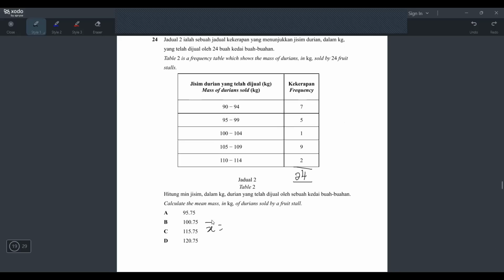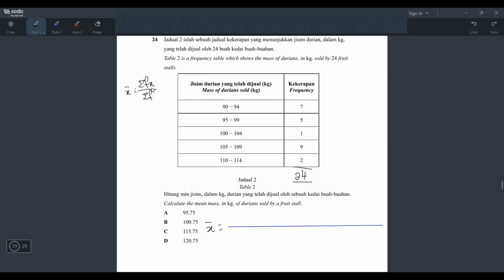So how do we find the mean? This, by the way, is the symbol for mean. So the mean, the formula is what? Let's draw a line. The mean, if it's grouped data, what do you have to take? So the mean formula is like this: sum of fx divided by the sum of f.